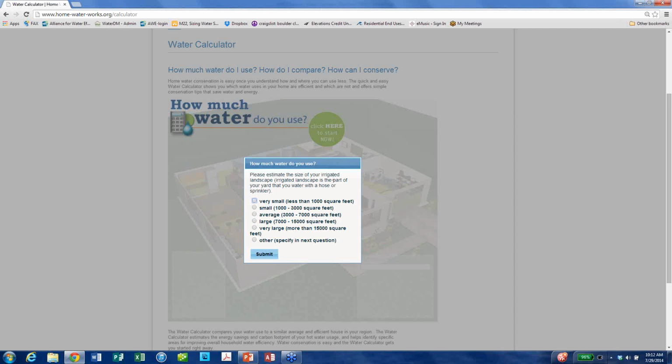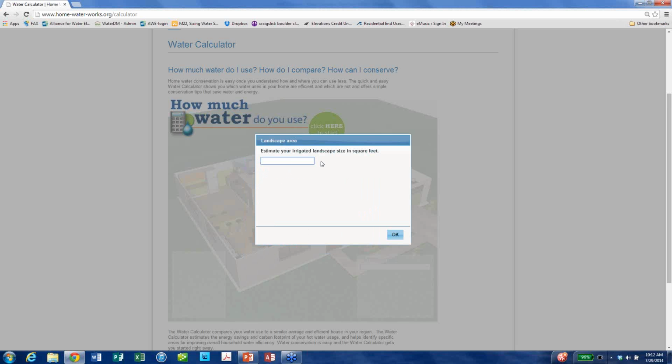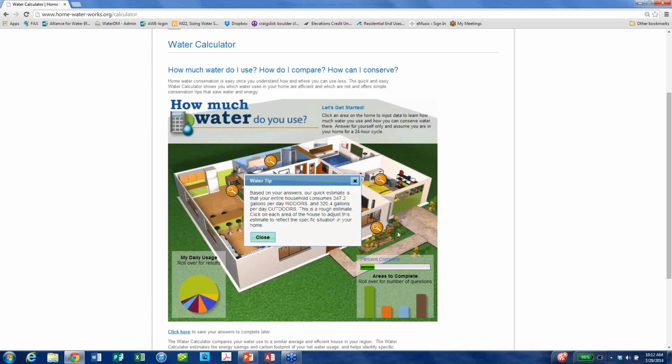And then the final question of the initial run-through is the size of the landscape. And you have a choice of some different sizes. This is something that could be configurable if someone was customizing the calculator. You can also select other and then specify your own specific area. So I'm going to put 8,000 square feet, which I happen to know is very close to the actual irrigated area at my house. So once I'm done with those questions, then instantly we get some output from the calculator.